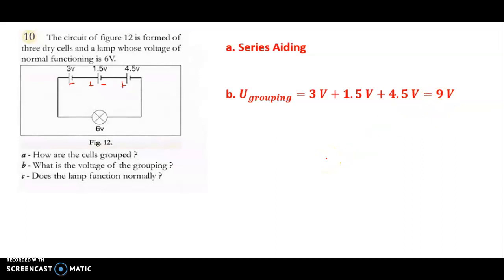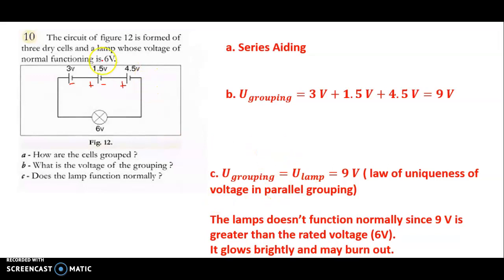Does the lamp function normally? To know whether the lamp functions normally, we can substitute all these batteries by an equivalent one, which is 9 volt, because we obtained the sum equal to 9. So this is a 9 volt dry cell connected to a 6 volt lamp. What do you mean by 6 volt lamp? This indication represents the rated voltage, the voltage the lamp needs. Now only the lamp is connected to this 9 volt battery, so the whole voltage of the battery is given to the lamp. We say that U grouping equals U lamp equals 9 volt by the law of uniqueness of voltage in parallel grouping.